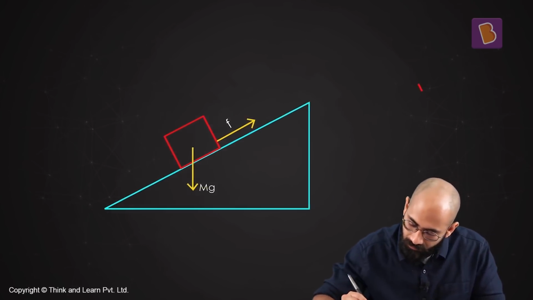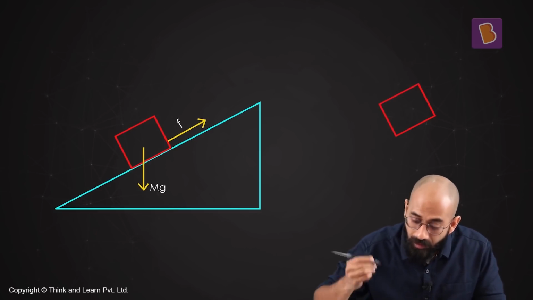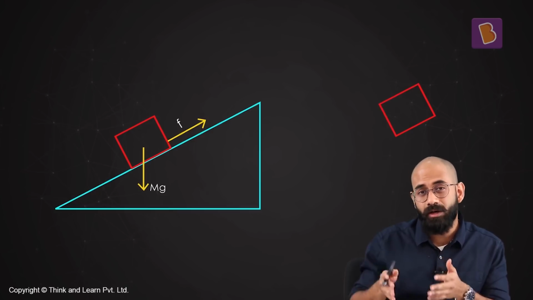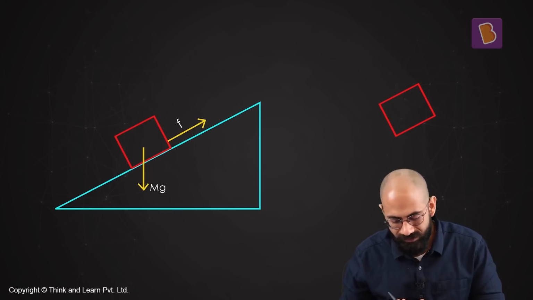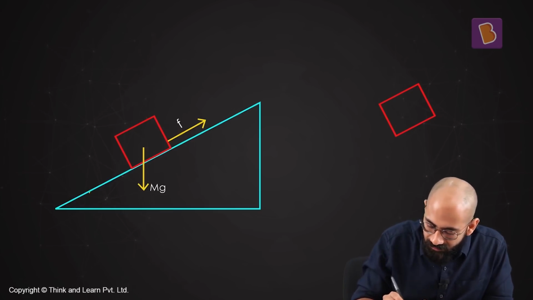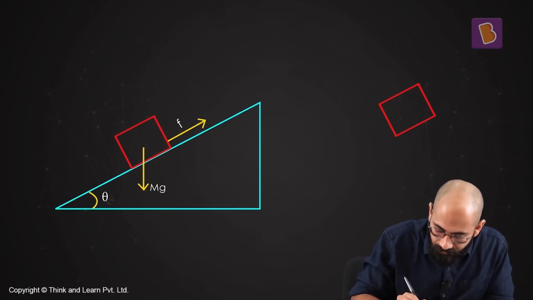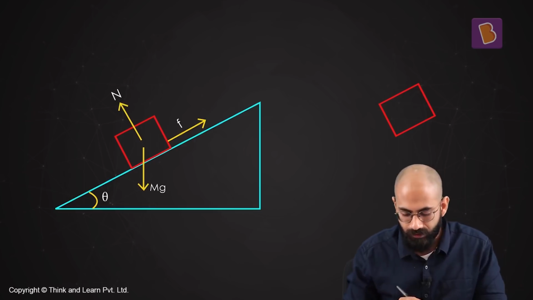So if I draw the FBD separately, right? I draw the components in two perpendicular directions. It can be vertical and horizontal. It can be any two perpendicular directions. So I don't know, for the sake of simplicity, let's assume that this angle is theta. So if this is theta, there is also a normal force which will act in this direction.